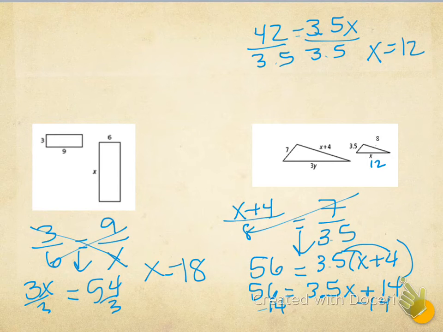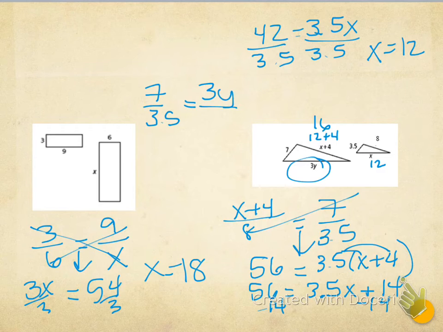If I plug 12 in for x here, 12 plus 4, that's 16. So now we need to solve for y. So let's do 7 over 3.5 again, and set it equal to 3y, because we did 7 from that triangle first, over what, well, we plugged x in for 12, so now we have a number here, so it's not two variables. So cross multiply, 7 times 12. We have 84.